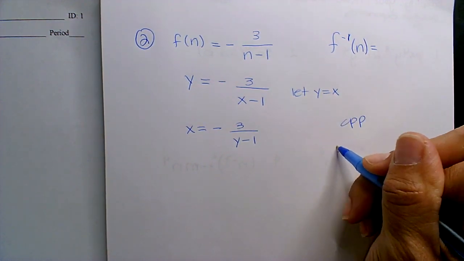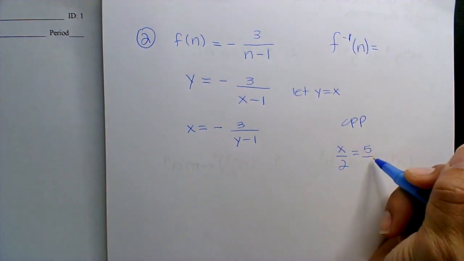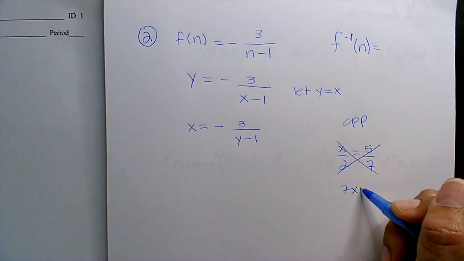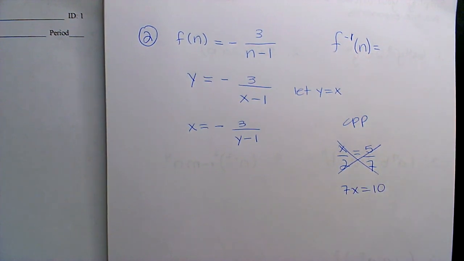Okay, so if I give you x over 2 equals 5 over 7, do you guys remember you would multiply and you would write 7x is equal to 10 and then you would solve? Remember the cross product property? It's how you solve similarity, trig, dilations. Okay, that was all second semester last year.